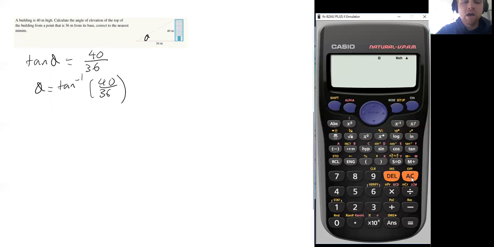And now we can find out what theta is by going shift tan fraction 40, and then press arrow 36, press across, close the brackets, and we get our answer here. Now it says to the nearest minute, so we click our minutes button, and we have 48 degrees, and then our seconds are 46, so it's above 30, it's going to round up. So we get 1 minute, and we just show one dash to show that. So our angle is 48 degrees and 1 minute is our answer here.